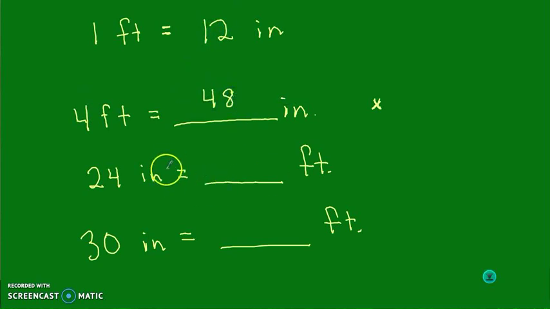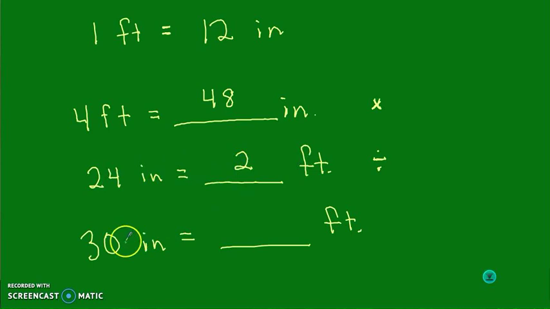Then in the next example, we go 24 inches to feet. So when we're going from inches to feet, the number is getting smaller. And when we're converting, we either multiply or divide. So since the number is getting smaller, this time we're going to divide. We're going to take our starting number here, 24, and divide that by 12. And that, of course, is 2. So 24 inches is the same as 2 feet.